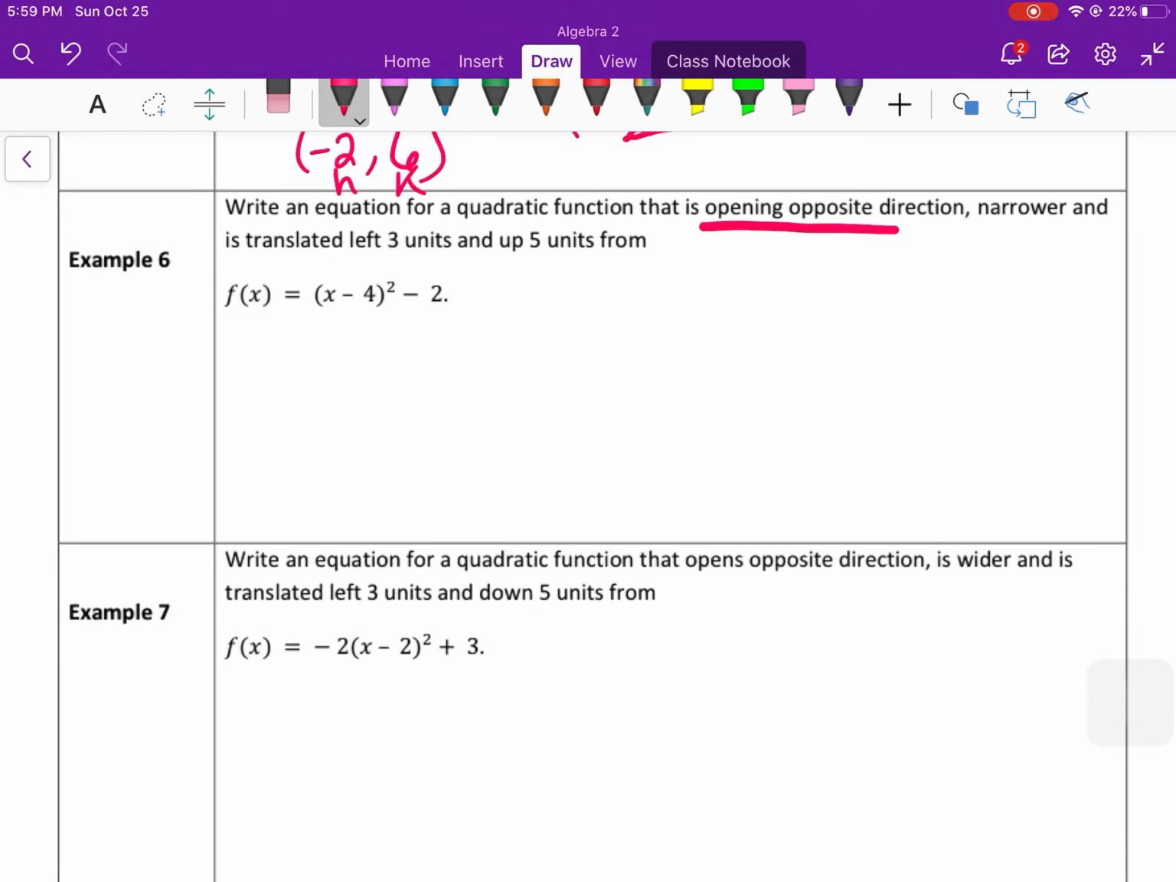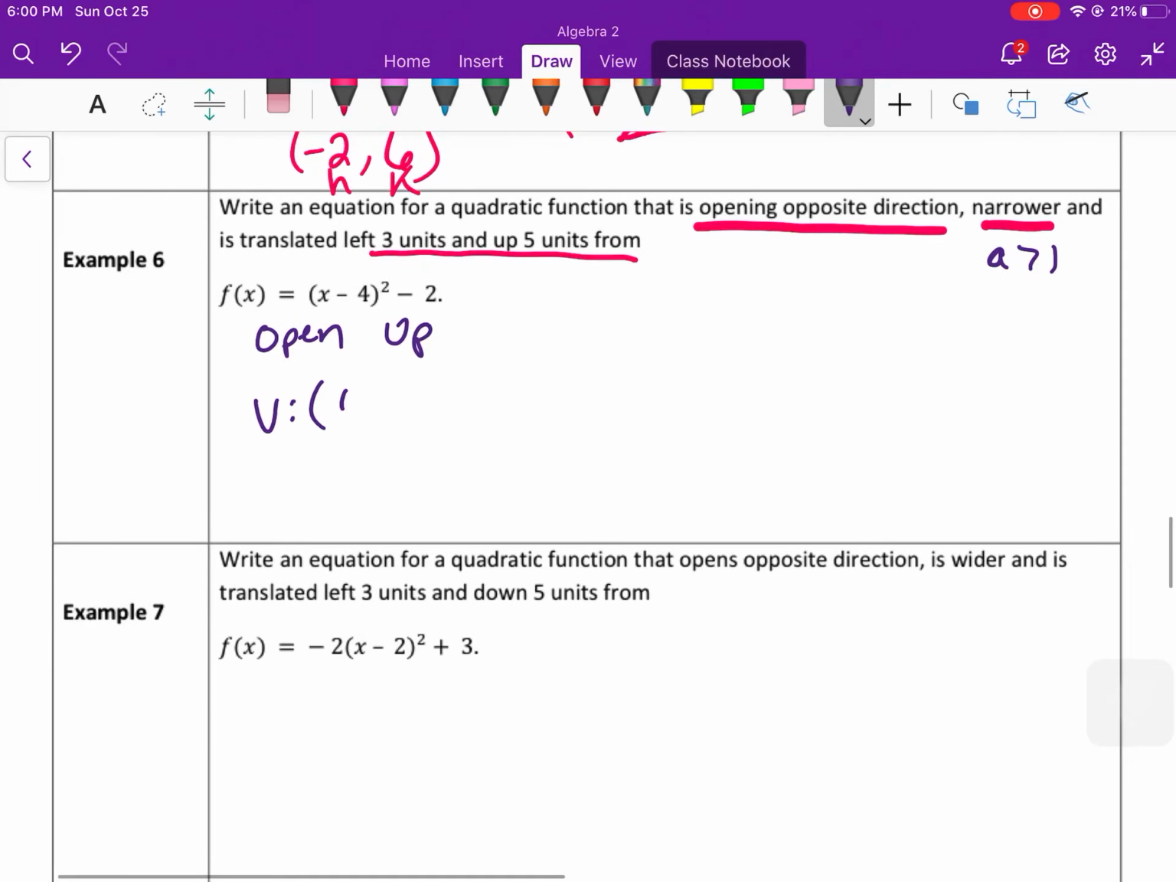Quadratic function that's opening in the opposite direction, is more narrow, and is translated 3 units up and 5 units down. So opposite direction means that this one opens up currently, so I want it to open down, so I want it to have a negative a value instead of positive. More narrow, again, means that the a value has to be greater than what it is right now. It's 1, so I'm going to have to pick an a value that's more narrow. That's going to vertically stretch it, makes it more narrow. And then 3 units left and up 5 units.